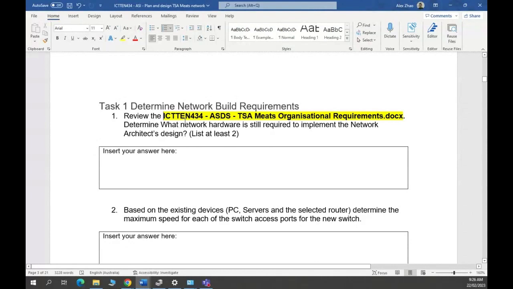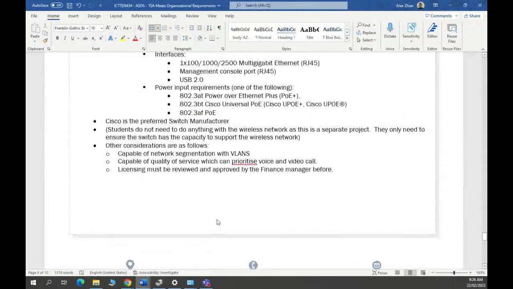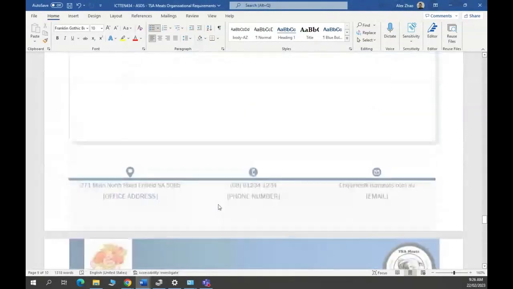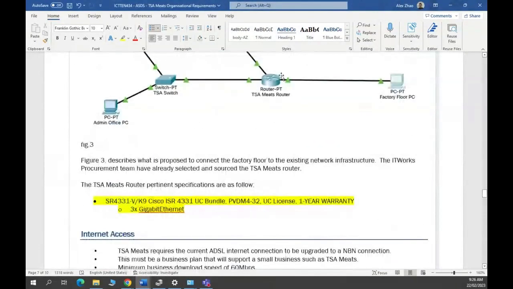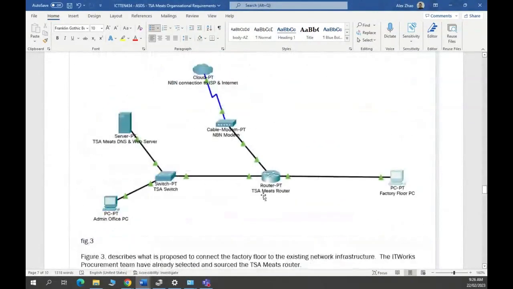So have a look at this thing. We just had a look at that. Determine what network hardware is still required to implement the network architect's design. So if we said that this is the design and this is the switch, this is the router that's here, what do we need still? So we've got the servers, we've got the computers, that's all good. What other devices do we still need?